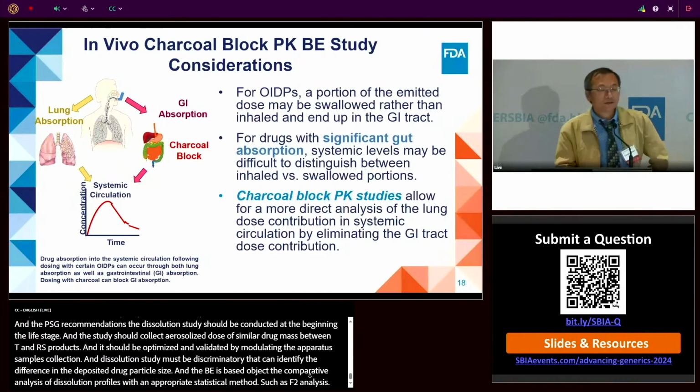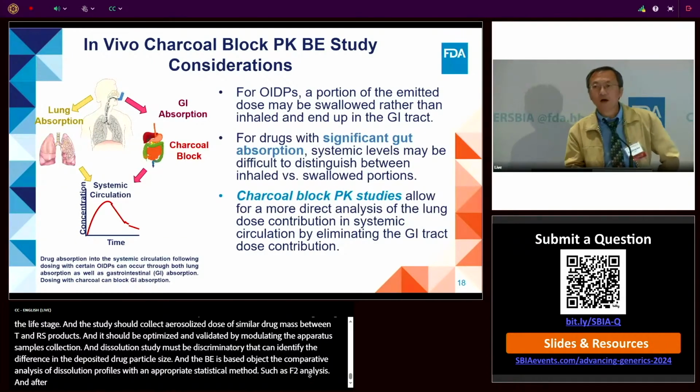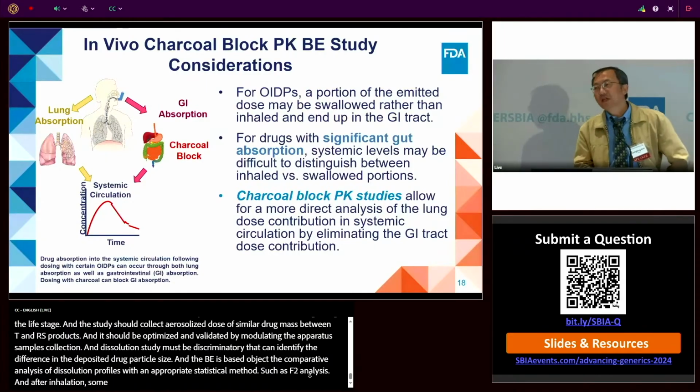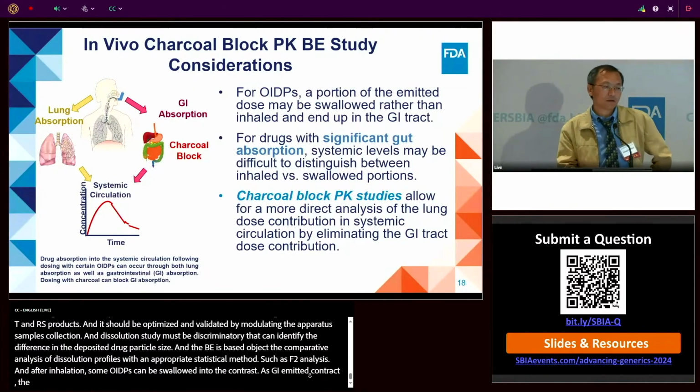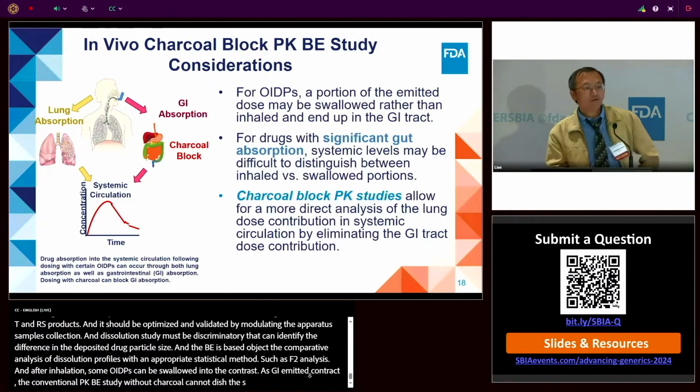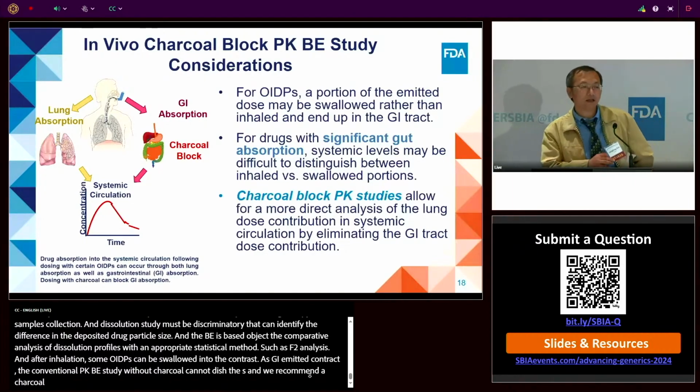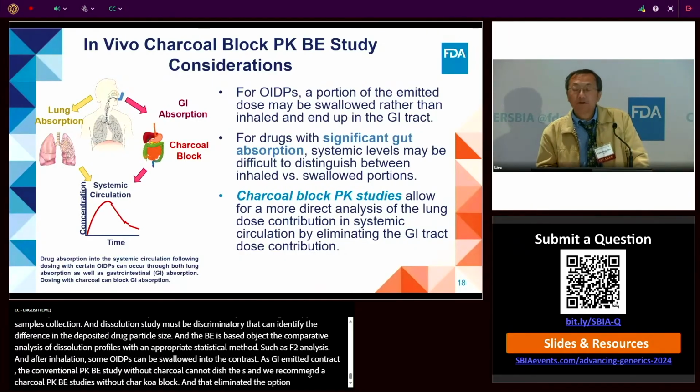And after inhalation, some OIDPs could be swallowed into the GI tract. If there is a significant GI absorption from GI tract, the conventional PK BE study without charcoal block cannot distinguish the systemic exposure from the inhalation portion or the swallowed portion. Therefore, for these products, we recommend a PK BE study with charcoal block that can eliminate the GI absorption and obtain the PK profile only from the local lung deposition.